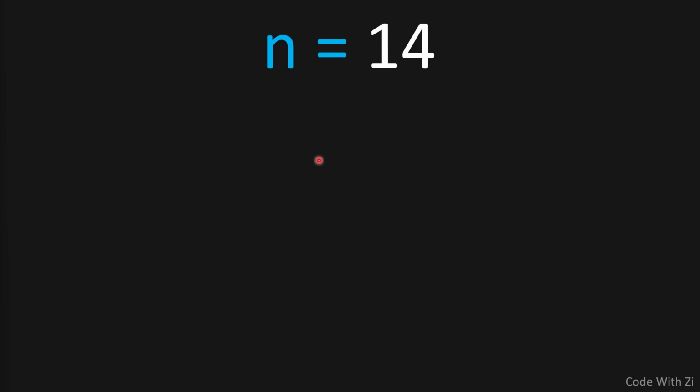So let me give you another example. We can get 14 from 2 multiplied by 7. As you can see, we have 2, but 7 was not in our list. We only had 2, 3, and 5. So because that's the case, we're going to return false. Simple as that.